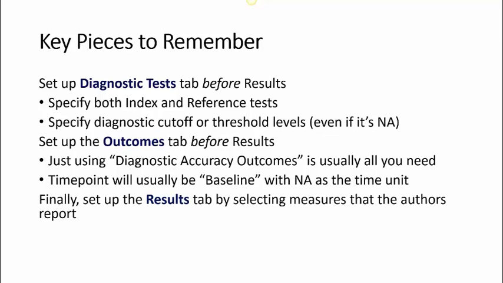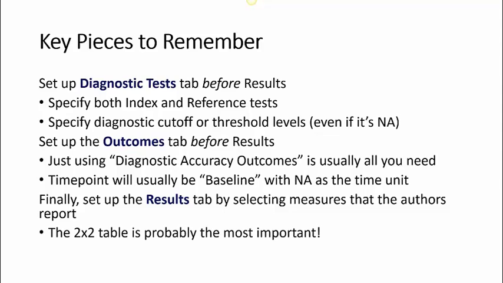Now, once you've got those 2 tabs set up, finally you can get to the Results tab and select the measures that the authors report. And remember, the 2 by 2 table is probably going to be the most important piece of information, since you get those values and you can calculate anything else you need.